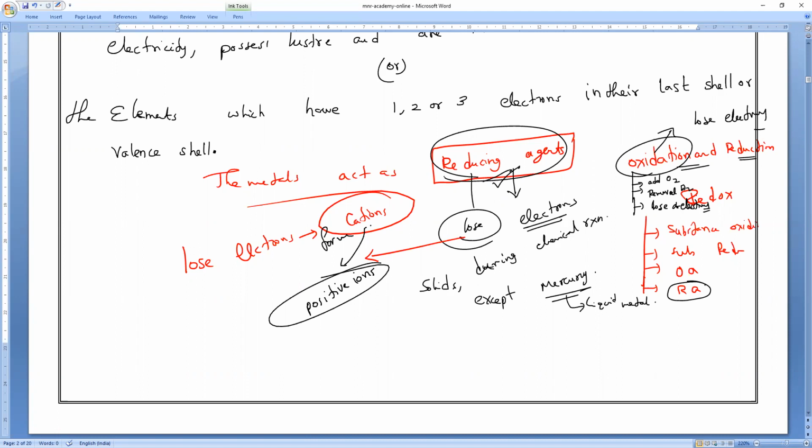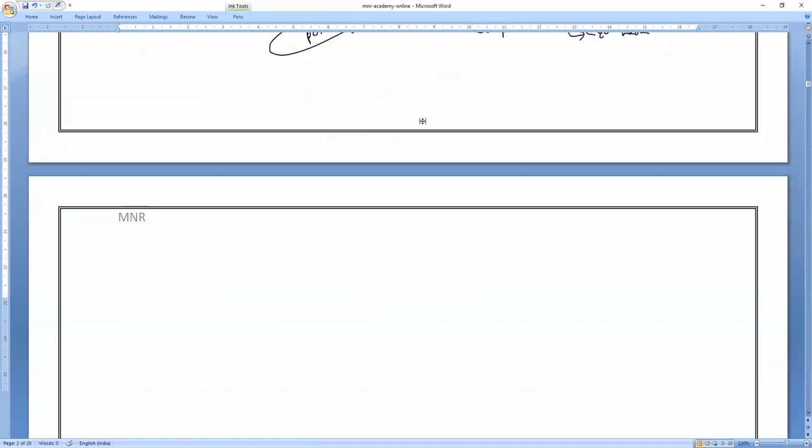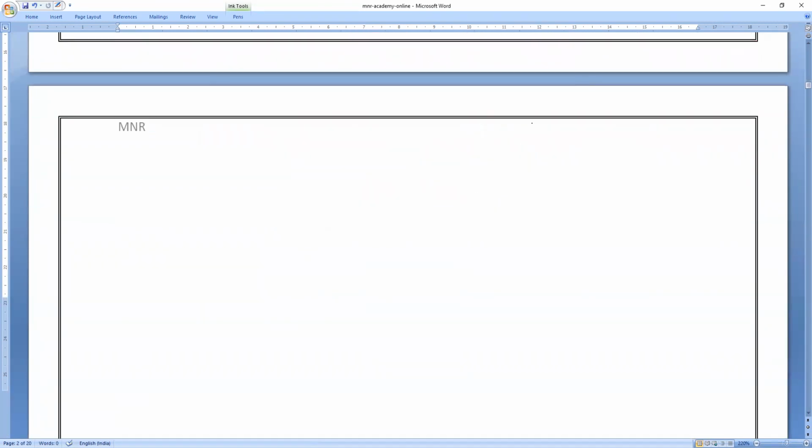Generally, metals lose electrons, though exceptions will always be there, and they turn into positive ions. What do we call positive ions? Cations. So again, from chapter 1, remember the electrolysis concept.